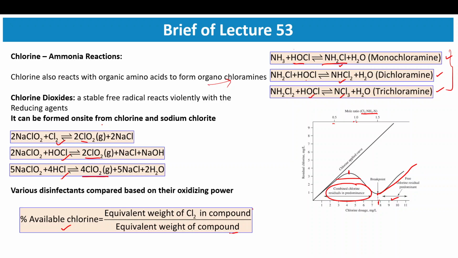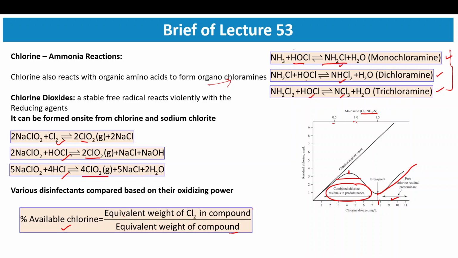So by these reactions, you can use chlorine or hypochlorite to form ClO2, and that will in turn be responsible for disinfection. Now in various types of disinfectant, if you want to compare, you need to compare their oxidizing power, and it also depends on the amount of chlorine which is available for disinfection. So in the entire compound, what is the amount of chlorine that is actually available? So how can you find out that?